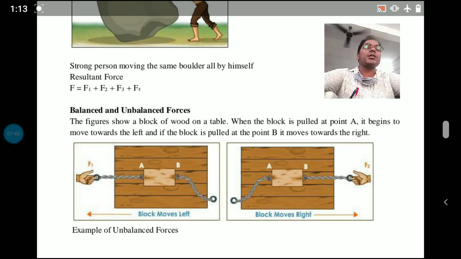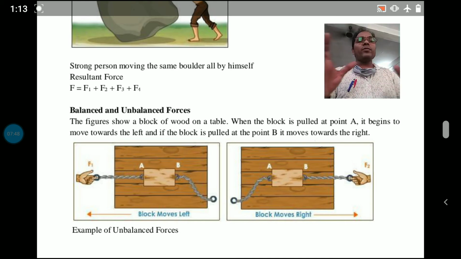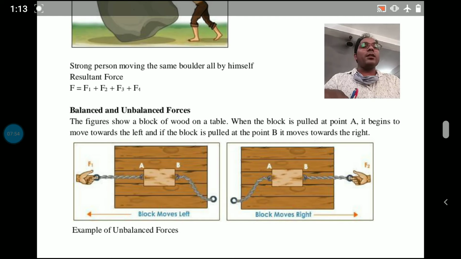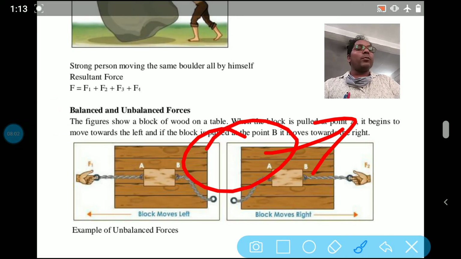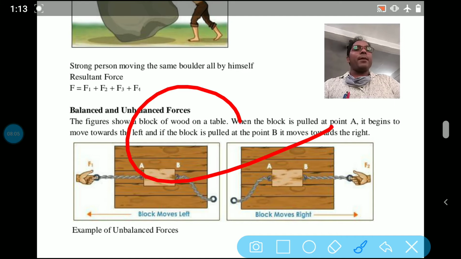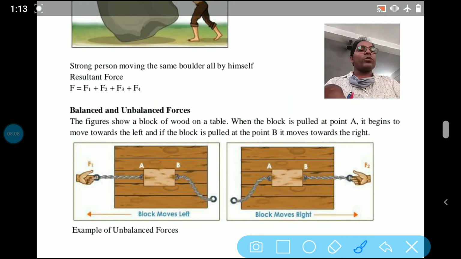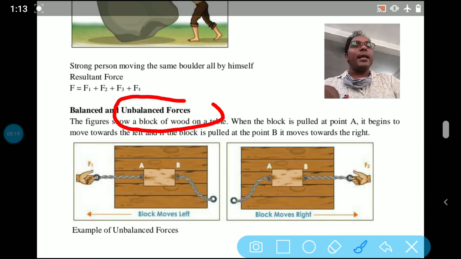Topic: balanced and unbalanced force. What is a balanced force and what is an unbalanced force? Students, when a force is acting on a body and we are getting some result, the result may be that the object starts to move, or the shape and size of the object has been changed, or the direction of the object has been changed, or the position is going to be changed. Then that type of force is called unbalanced force.